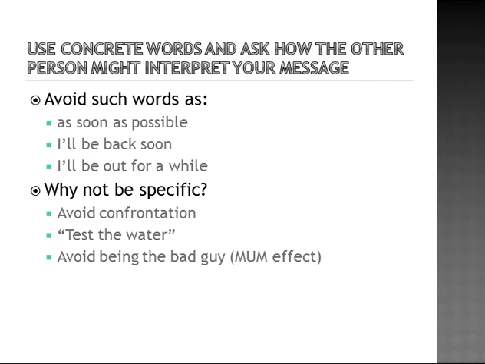Why not be specific? Sometimes people don't want to be specific because they don't want to be nailed down to any particular course of action or held accountable for it. So you may not want to be specific, and why that may be is because you want to avoid confrontation. You know that the thing that you're planning on doing may not be fully accepted. You want to test the water, put your big toe in it a little bit and say, can I get away with this? Or you want to avoid being the bad guy by using the mom effect, where you're not talking about something that you know they really don't want to hear. You know they don't want to hear that you're going to be out for a really, really long time, even though you know deep down that may be the effect.